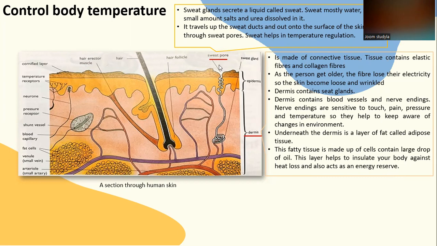Let's look into the sweat pore. Sweat glands secrete a liquid called sweat. Sweat is mostly water with small amounts of salt and urea dissolved in it. It travels up the sweat ducts and out onto the surface of the skin through the sweat pore. Sweat helps in temperature regulation. This is a diagram of a cross section through human skin.